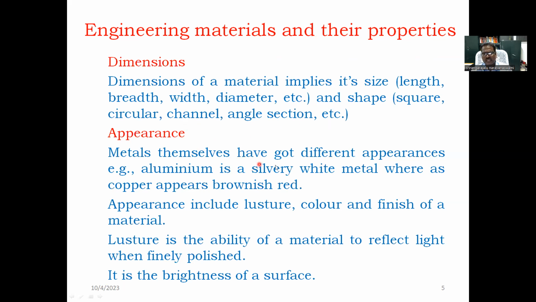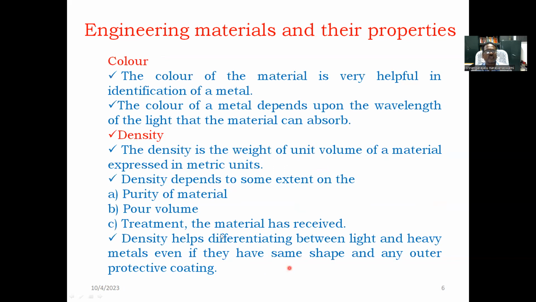Appearance. Metals themselves have different appearances. For example, aluminum is a silvery white metal, whereas copper appears brownish red. Appearance includes luster, color, and finish of the material. Luster is the ability of a material to reflect light when finely polished. It is the brightness of the surface. Color. The color of the material is very helpful in the identification of metal. The color of the metal depends upon the wavelength of the light that the metal can absorb.